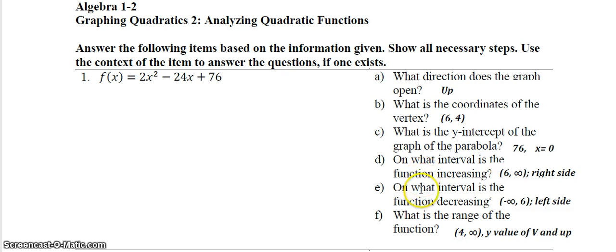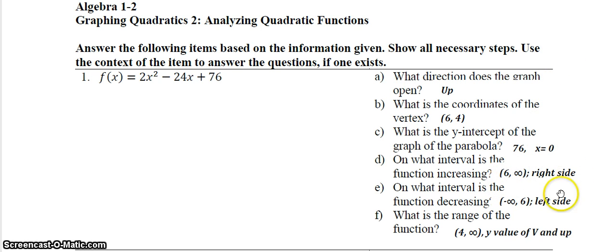So now, what about increasing and decreasing in D and E? Now, we know this parabola is opening upward, so that means the right side of the parabola is headed up, is increasing. So the right side of x, so from 6 to the right, greater than 6. So from 6 to positive infinity, these are x values.